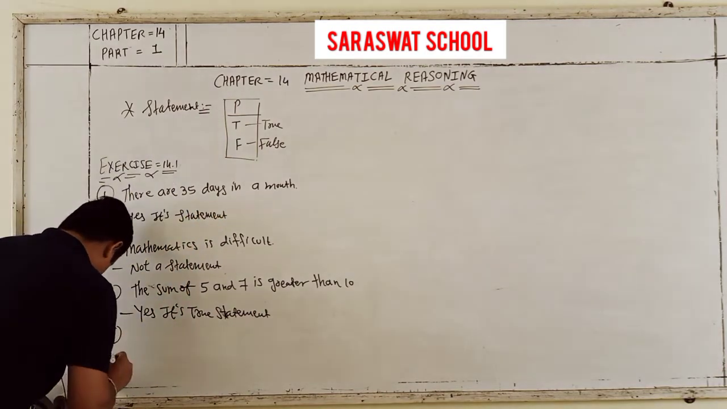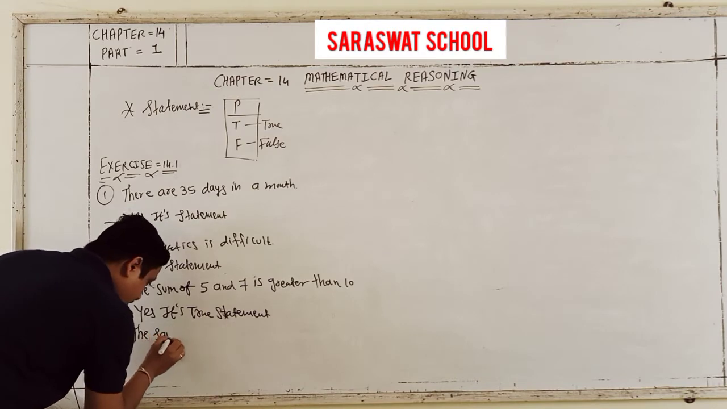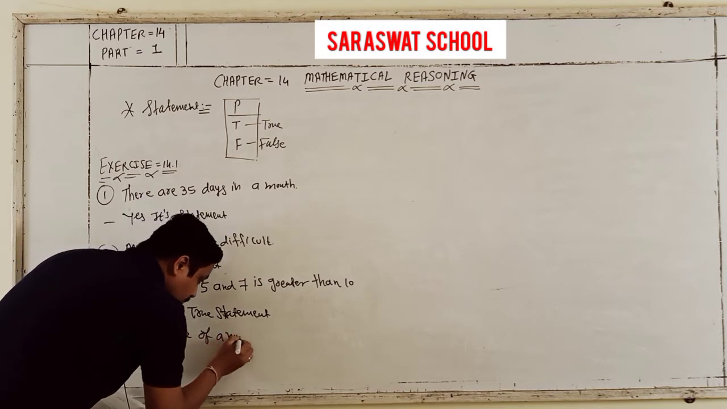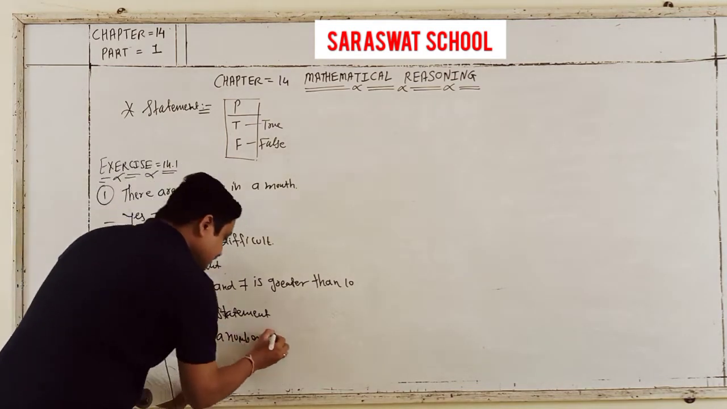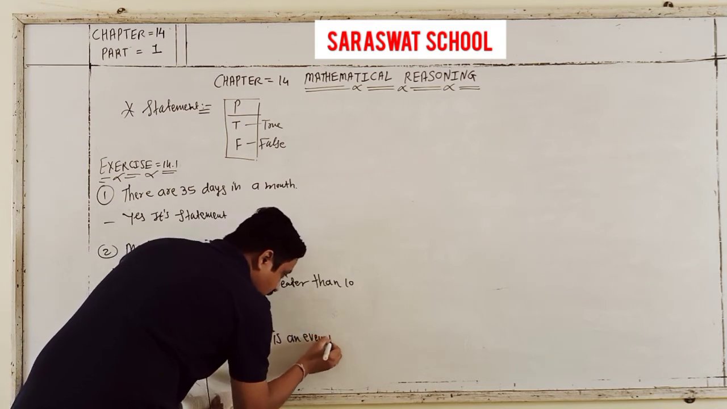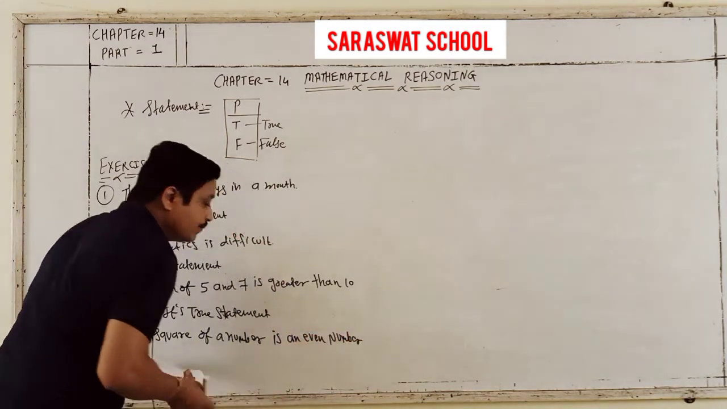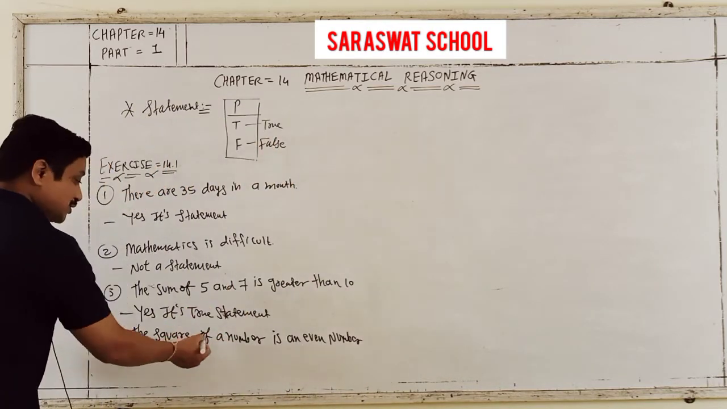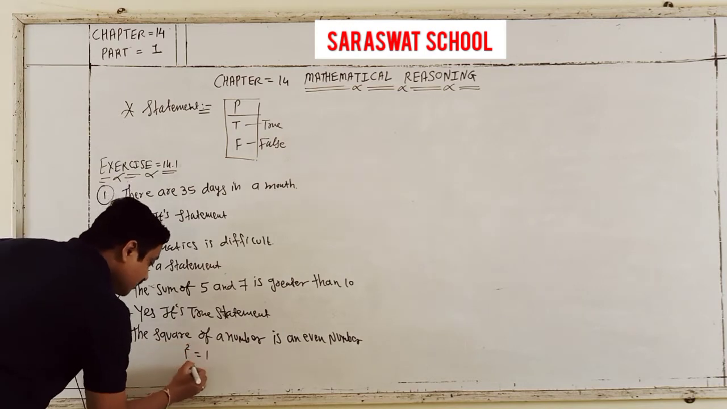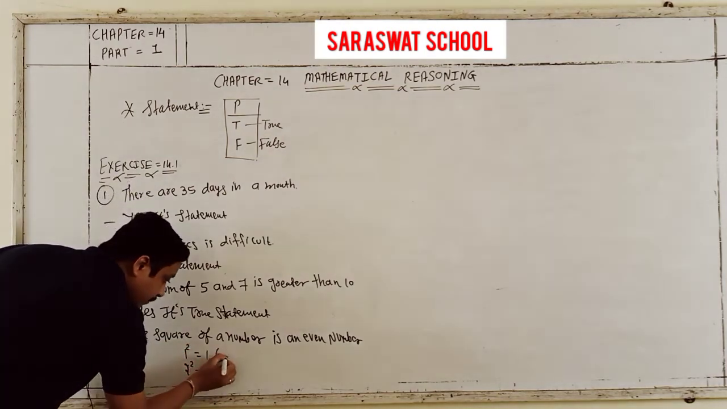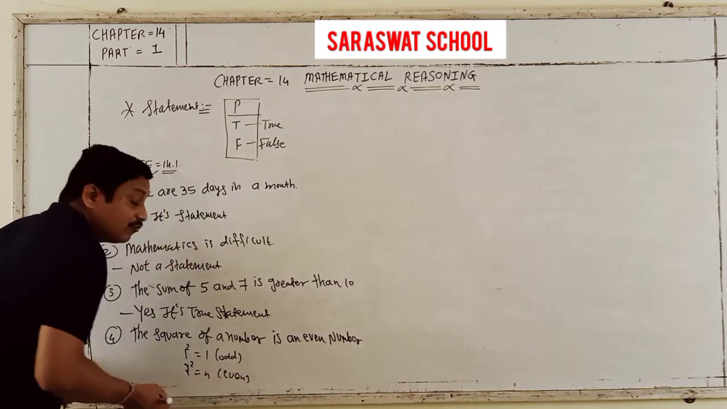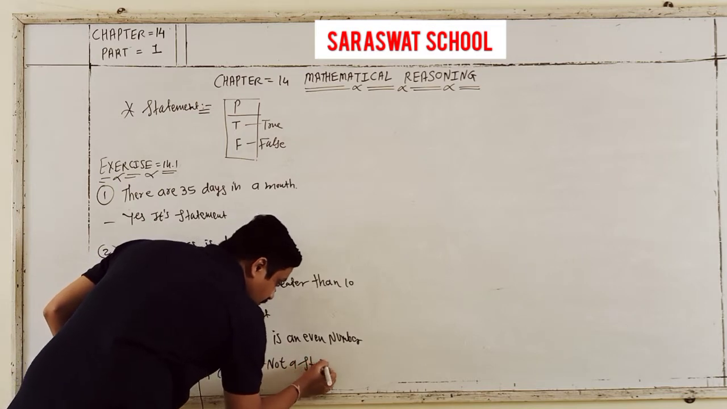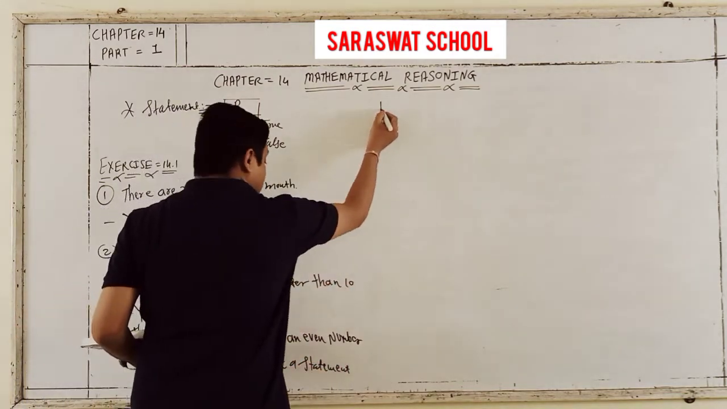Fourth one, the square of a number is an even number. Sometimes the square is even, sometimes odd. Just like 1 squared is 1, which is odd, but 2 squared is 4, which is even. It is not confirmed, not sure. Therefore, not a statement. Yes, I am going ahead.